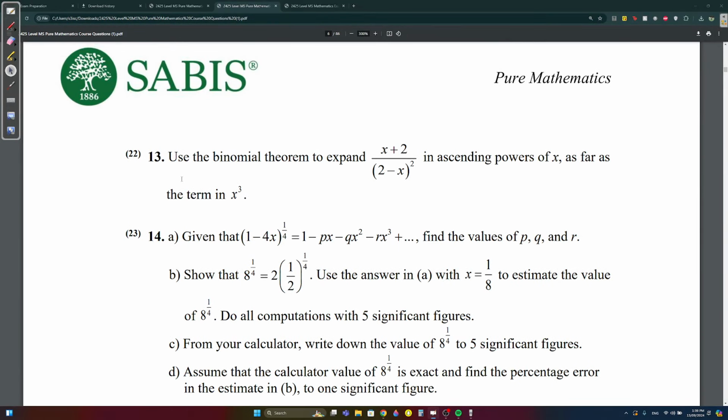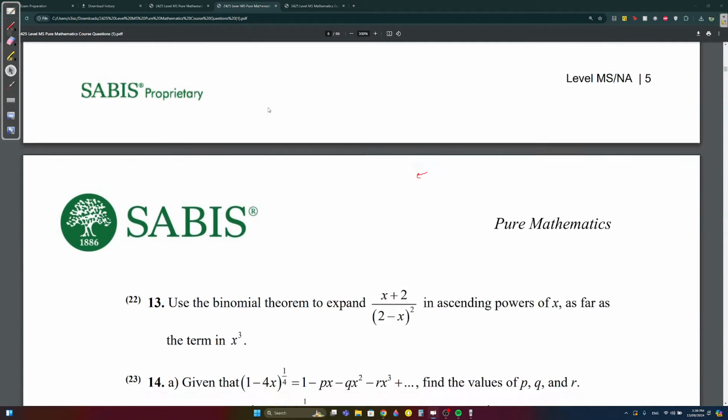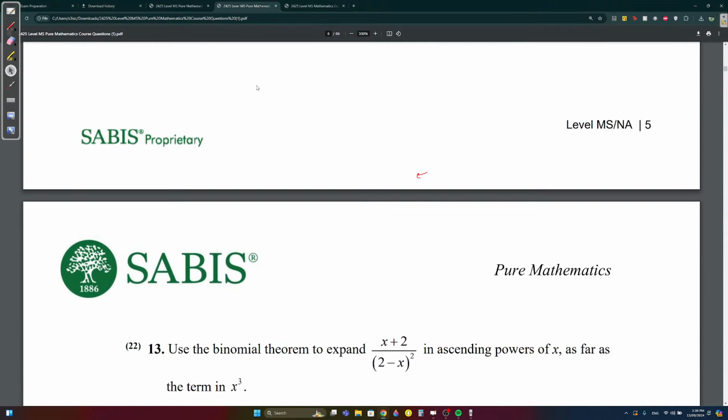Okay, use the binomial theorem to expand this, as far as x cubed. What's the first thing we do? We take this guy up, right? I'll write like this so I have some space to work. We're going to take 2 minus x squared up.